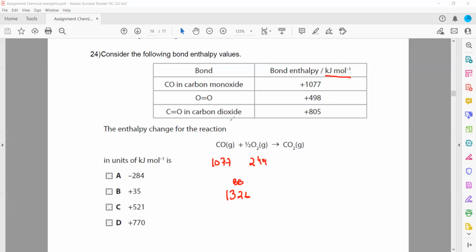The bond forming: in one molecule of carbon dioxide, there are two C=O bonds, so this energy will be twice, 805 multiplied by 2, that is 1610. And the energy change is bond breaking minus bond forming. So when we take the difference, 1326 minus 1610, it comes out as minus 284 kilojoule per mole. Is it clear?